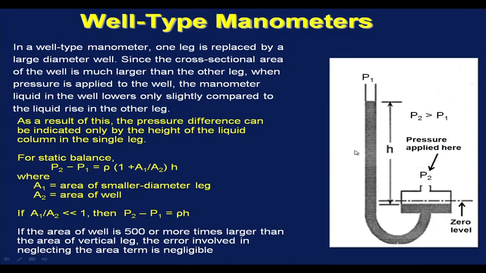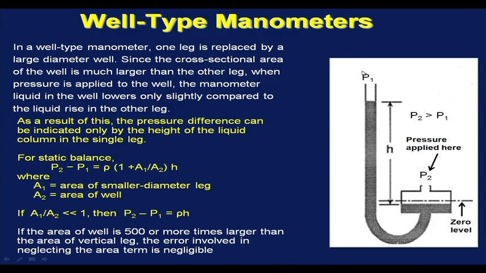In case of U-tube manometer, we have to read the difference of the liquid level in both the limbs, but here we have made one leg large. So, the liquid lowers only slightly here and the liquid rises substantially in the other leg, which has much smaller diameter. So, effectively the pressure difference can be indicated by the liquid rise in the single leg.